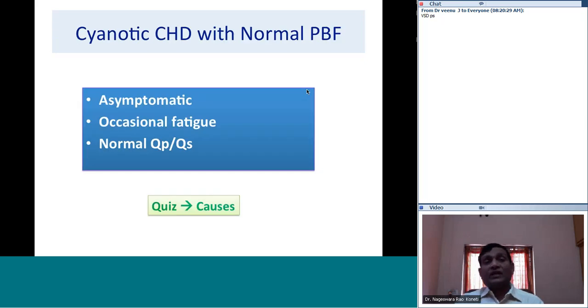Now congenital heart disease with normal pulmonary blood flow. I want you to type the answer. Generally they are asymptomatic with occasional fatigue, and if you do cardiac catheterization, normal Qp and Qs. So what are the causes of cyanotic congenital heart disease with normal pulmonary blood flow?